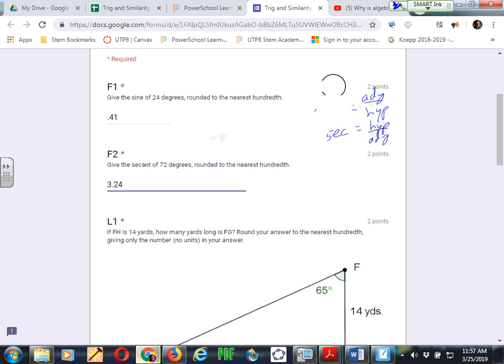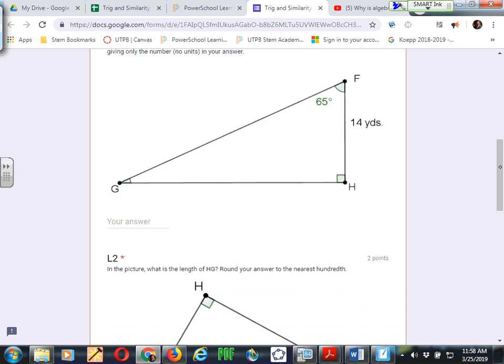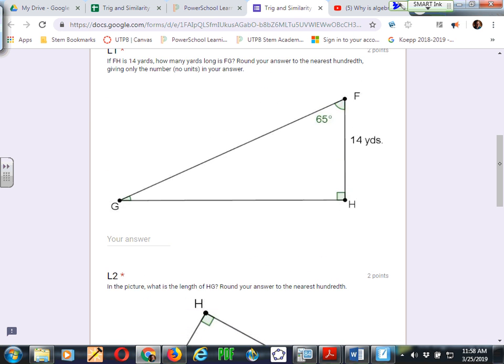And then we get to the problems where a lot of people have really kind of been struggling, and where most of the questions have come up. So this problem, you're told that FH is 14 yards, and you're asked to find FG, which is this side. Now, with all of these problems, kind of the flavor of the problem is you're given one side and one angle, and you're asked to find the length of another side. And the idea is to phrase the problem.